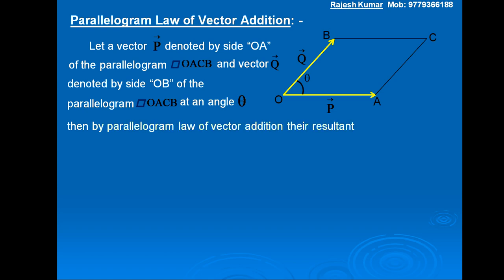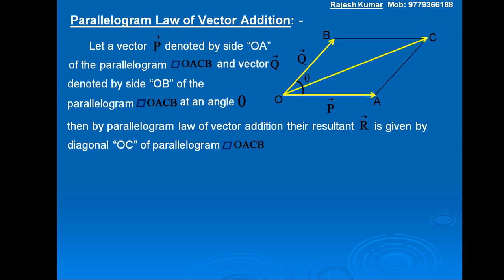Then by parallelogram law of vector addition, the resultant vector R is given by diagonal OC of parallelogram OACB. That is, OC represents the resultant of vector P and vector Q, making an angle phi with the vector P. The angle between vector P and vector R is phi.